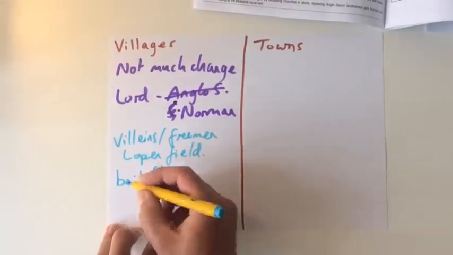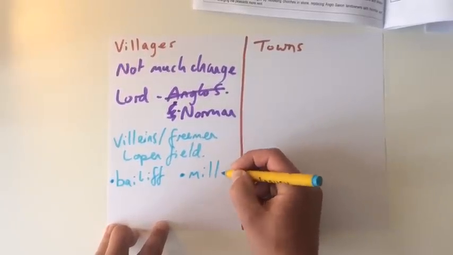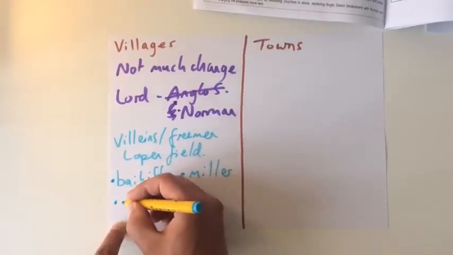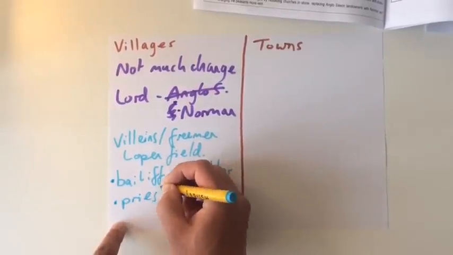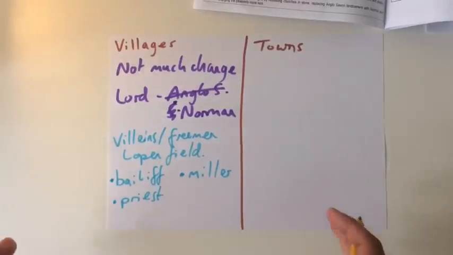But there would also be a bailiff in the village to collect taxes. There would also be a miller who would make bread using the wheat that had been grown, and there would also be a priest for the local church, because every single village would have had a church.